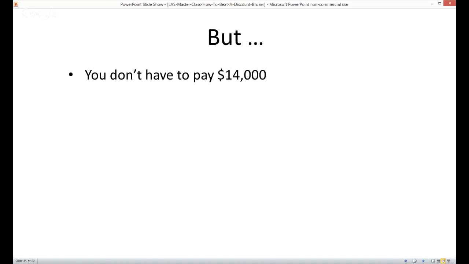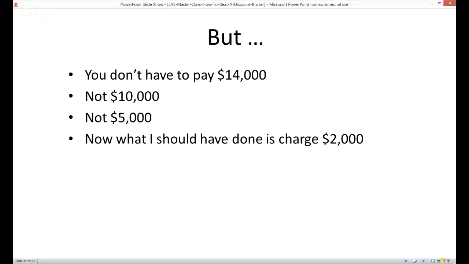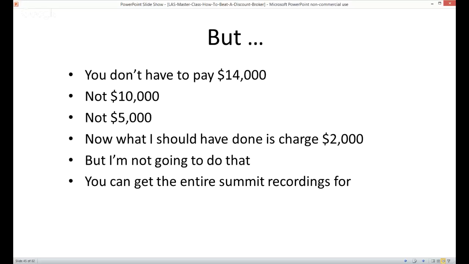But you don't have to pay $14,000, not even $10,000. You don't have to pay $5,000 for this. Now, what I should have done, and what a lot of people told me to do, was to charge $2,000. I've seen programs out there charging that, but this, no, I'm not going to do that either. I'm going to give you the entire summit recordings for only one payment of $997 today. That's it. One payment, $997. You get all 14 of the top agents.